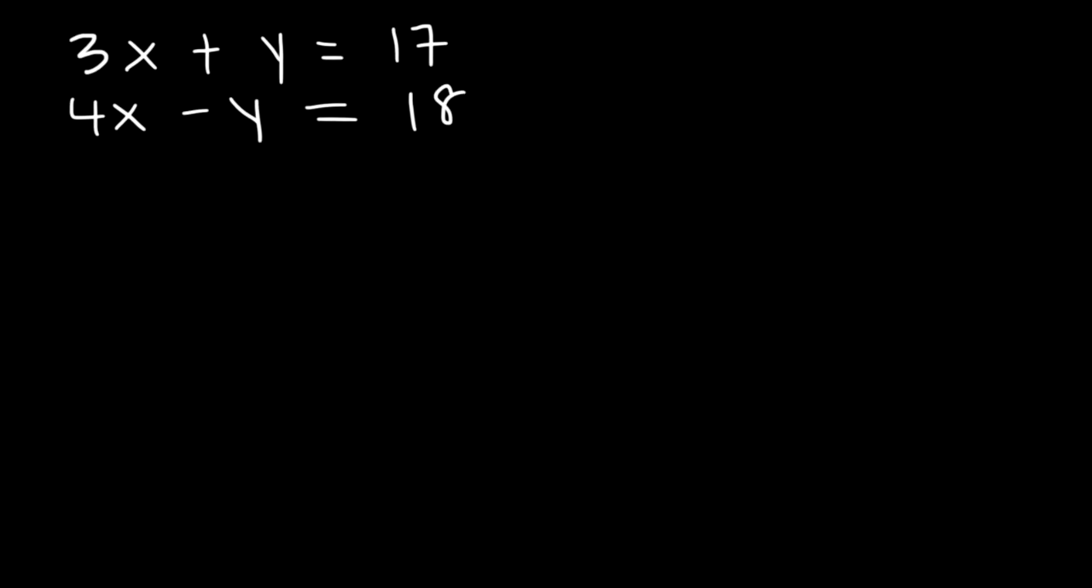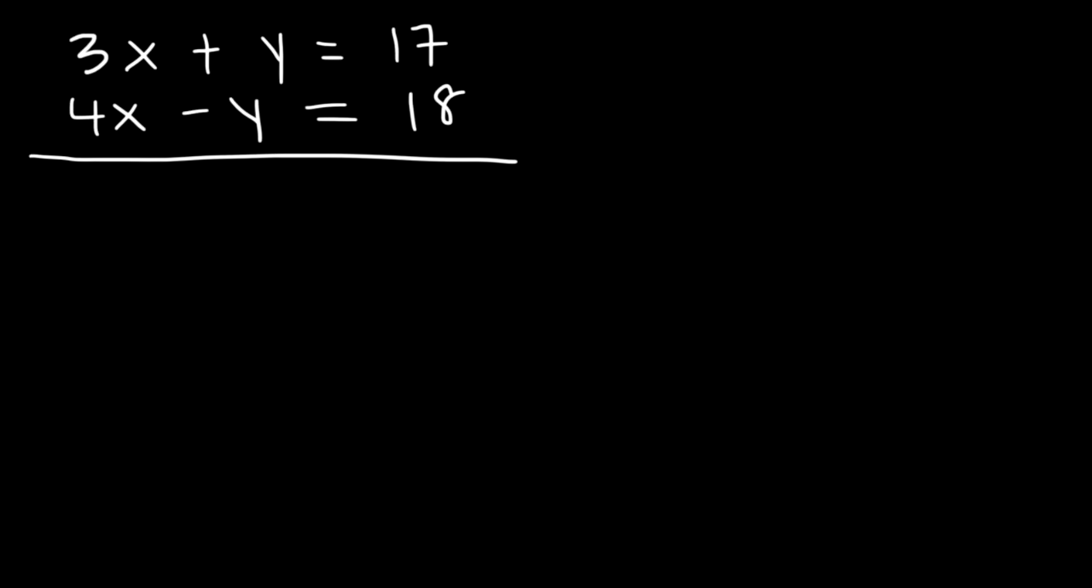Now let's start with this example. 3x plus y is equal to 17, and also 4x minus y is equal to 18. Determine if there's one solution, no solution, or many solutions, if it's consistent or inconsistent, dependent or independent. Well, let's use the elimination method to get the answer.